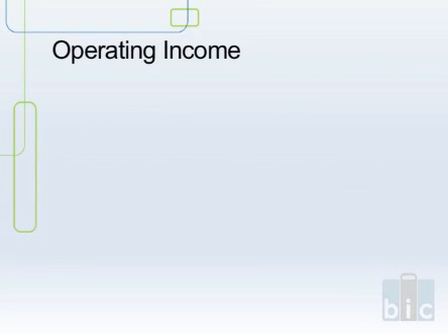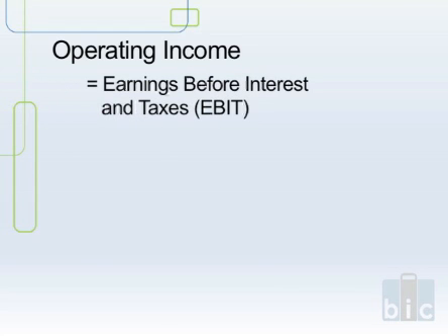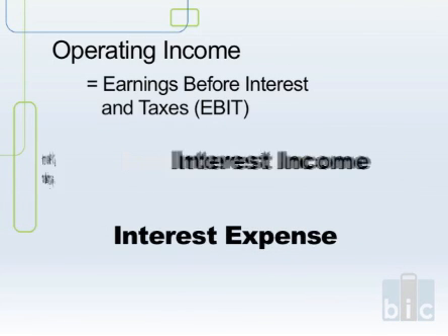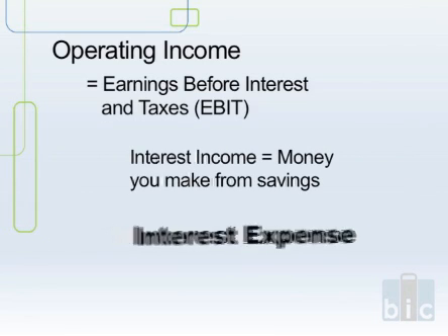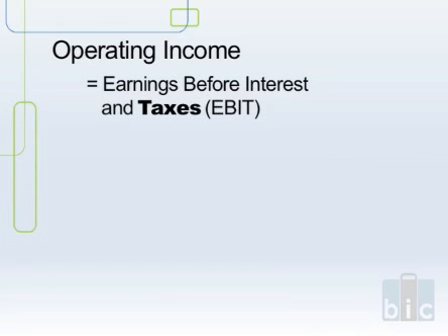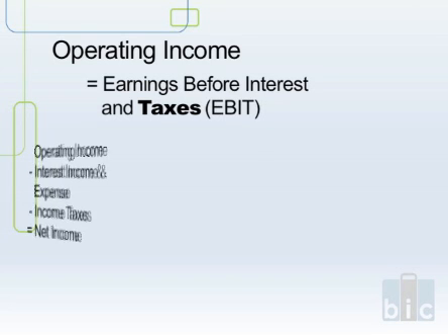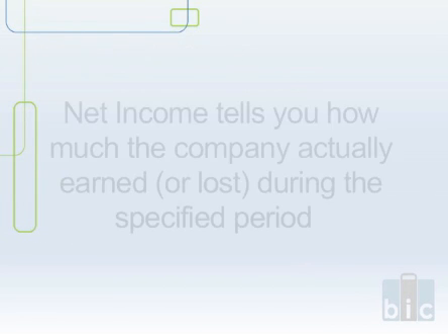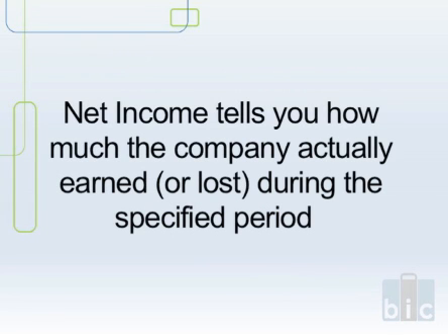Operating income is also known as earnings before interest and taxes, EBIT. From here, we account for interest income and interest expenses. Interest income is the money you make from savings, and interest expense is the money you pay on loans. Finally, the amount of income tax you owe to the federal, state, and local government is deducted, and you arrive at the bottom line, which is called net income, net profit, or net earnings. Net income tells you how much the company actually earned or lost during the specified period. It is a result of subtracting all the expenses from your revenue. Since it's the last line of the income statement, net income is also referred to as the bottom line.